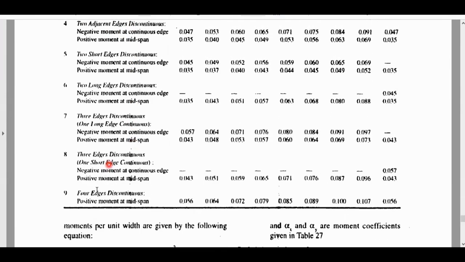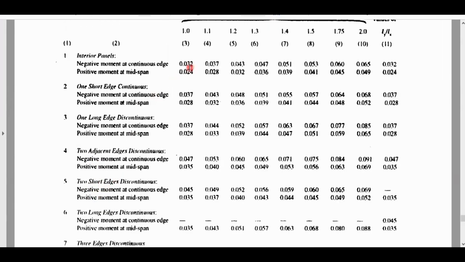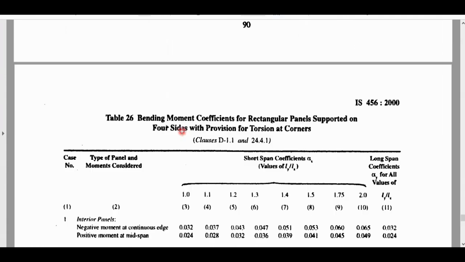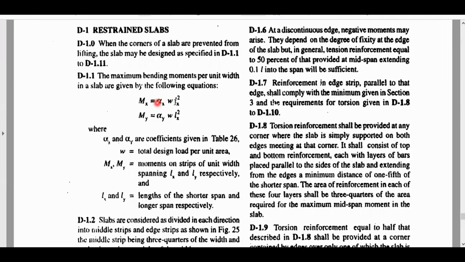So here we have different conditions with 4 different cases, and we can obtain negative bending moment and positive bending moment coefficients, and these coefficients will be multiplied to the load into L square, span square, as we did in the one-way slab. In one-way slab, it is W L square by 8. So W is there, L square is there, divided by 8, simply supported case. But here it is spanning in 2 directions, so we are going to obtain moment in 2 different directions with multiplication of these moment coefficients alpha x and alpha y.